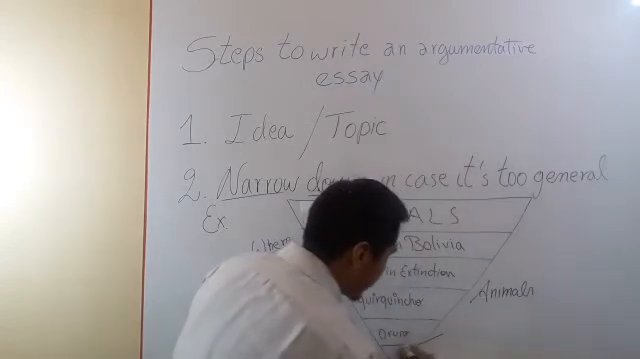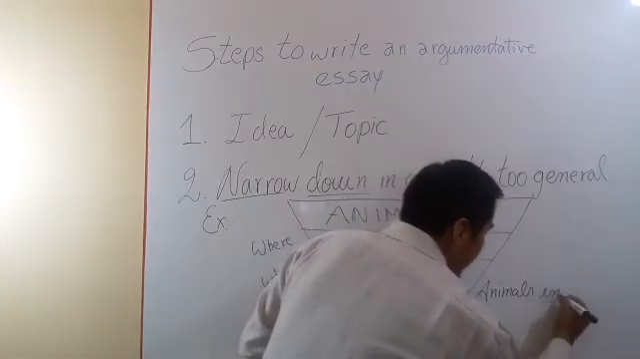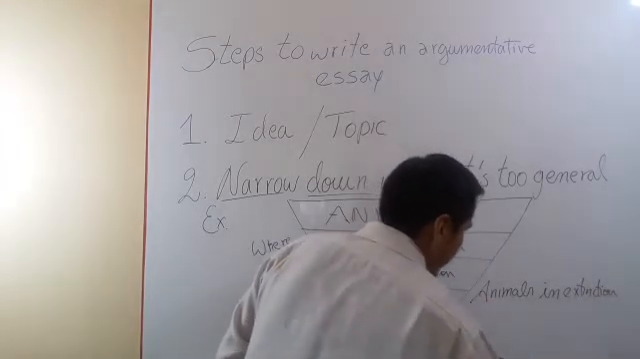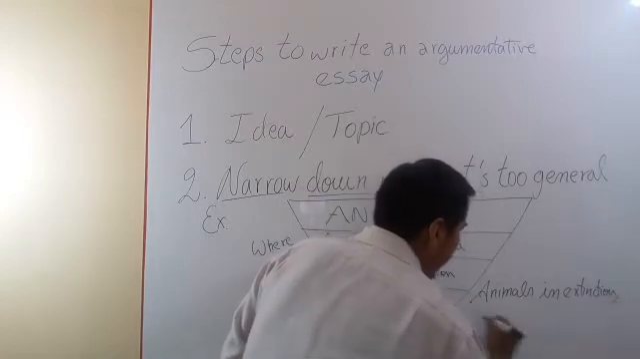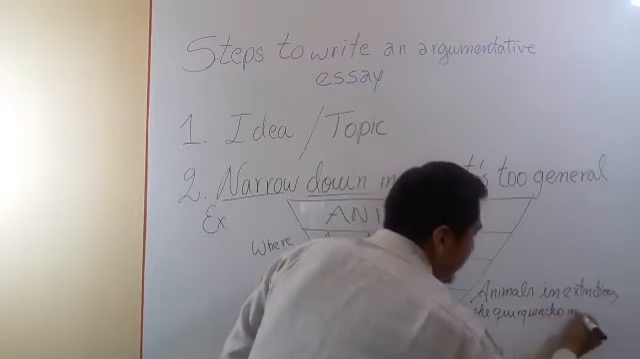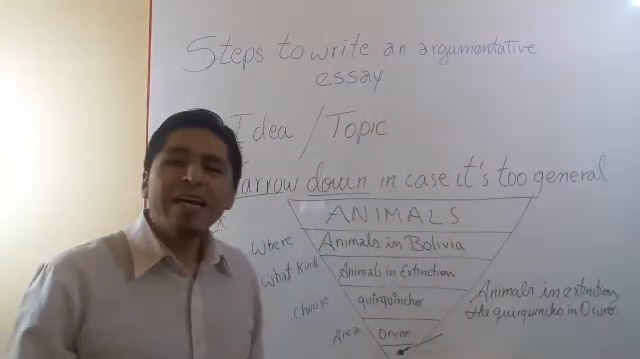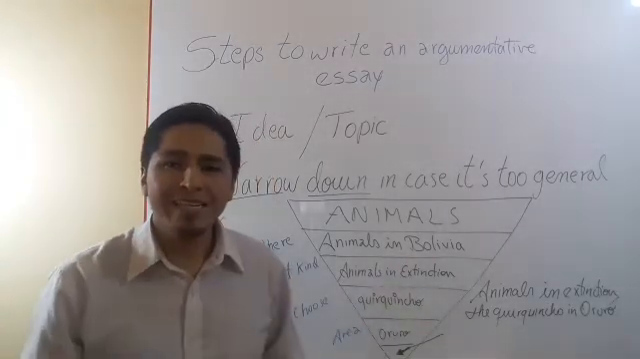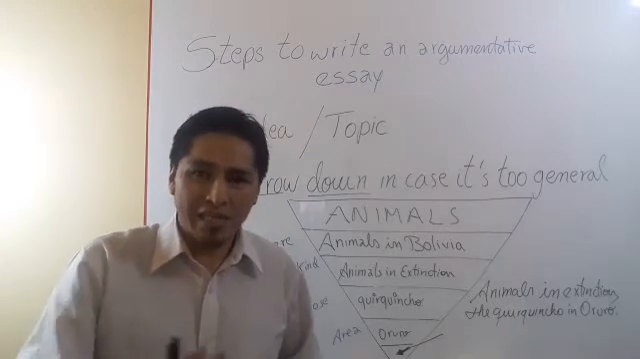So here, in the last part, which is very specific, I should have animals in extinction, the Quirquincho in Oruro. Yes. As you can see, in the last part I have something really manageable and specific. So you need to get to that point, and then we can continue with the next point.